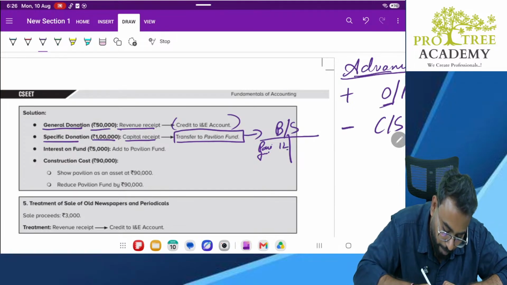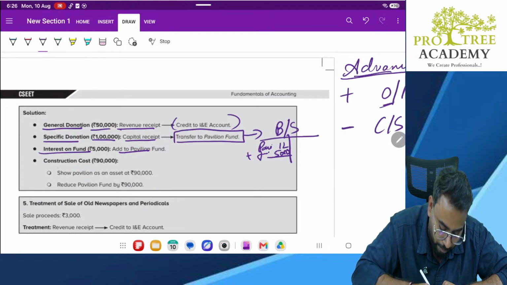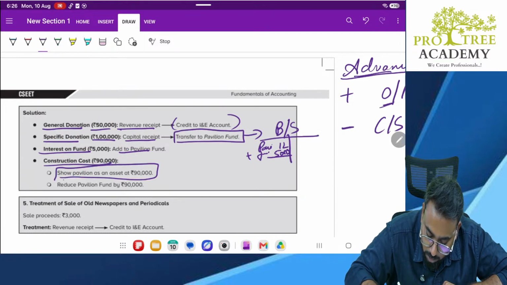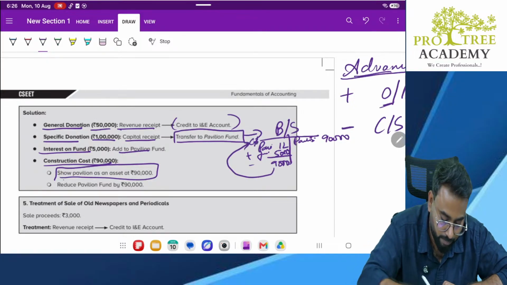Now, interest on this fund. If we receive any interest, I will add it here only. Yesterday also we discussed this. Construction cost: they have constructed a pavilion for 90,000, so here it will become an asset of 90,000. Out of this fund we will also reduce 90,000, and this 90,000 will be added to our capital account.